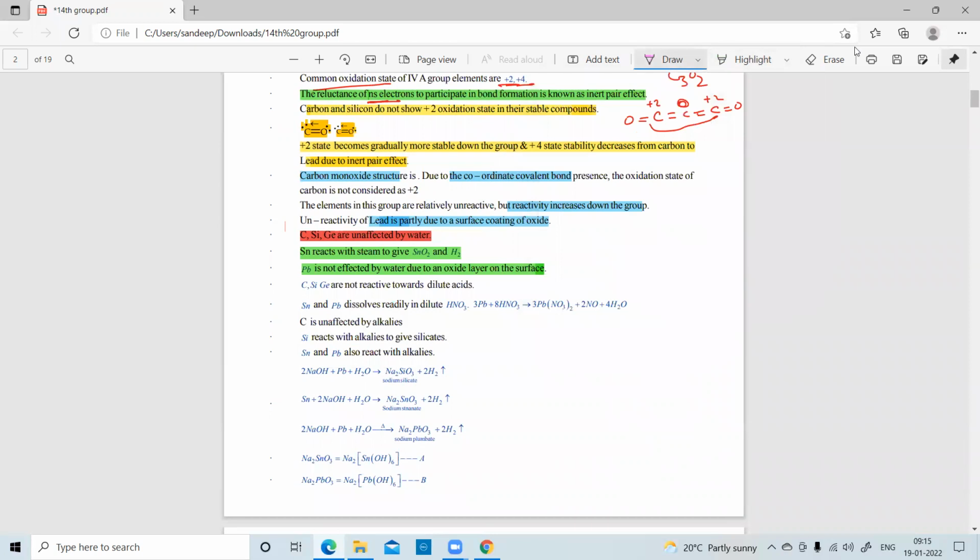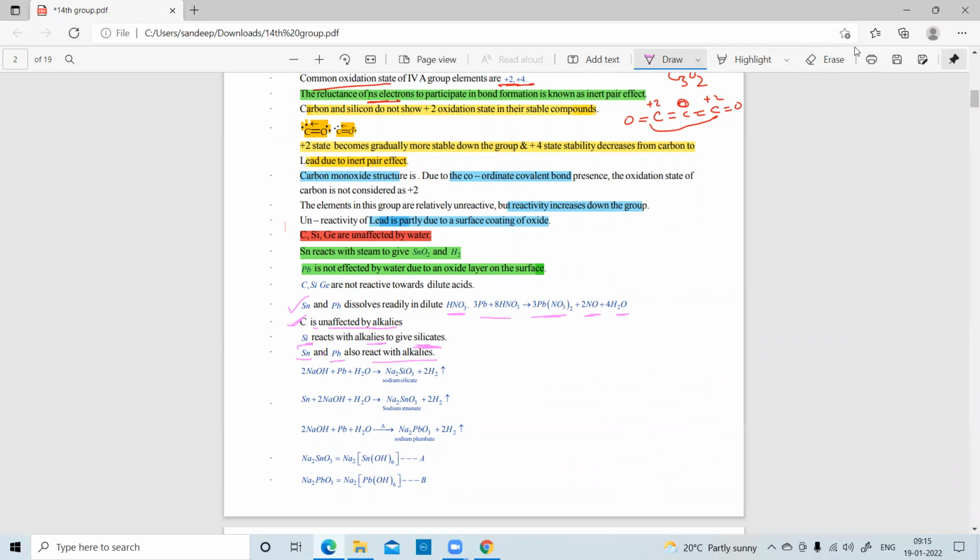Now, tin and lead dissolve readily in nitric acid. Lead will give you lead nitrate, nitric oxide, and water. Carbon is unaffected by alkalis. Silicon reacts with alkalis to give silicate.